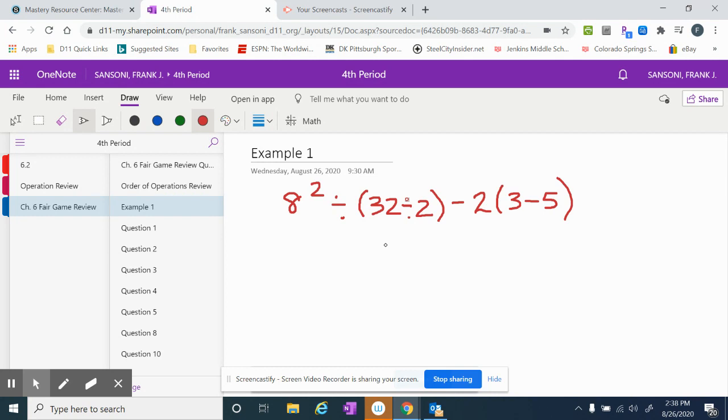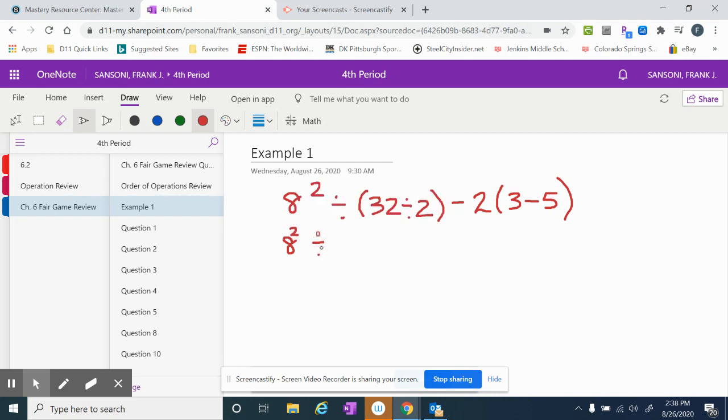So I have to follow my order of operations. So the first thing I see, do I see any parentheses? I actually see 2 groups of parentheses. So I have to go 32 divided by 2 first, and then I'm going to go 3 minus 5 second. So I'm not even touching this 8 squared right now.